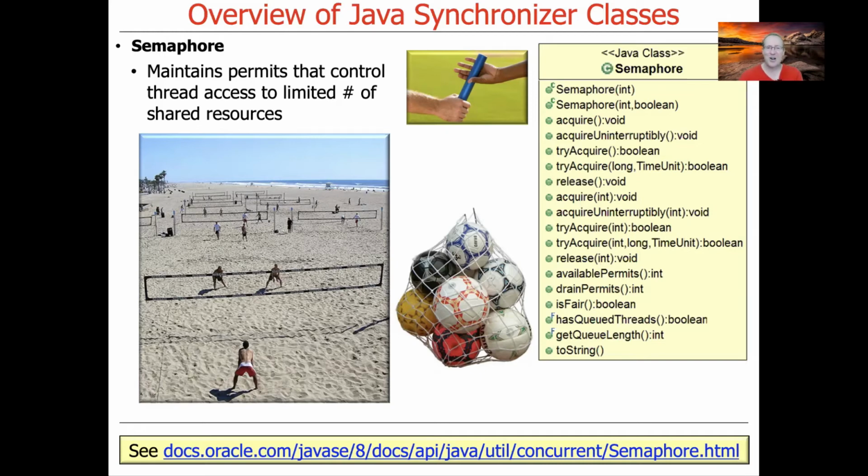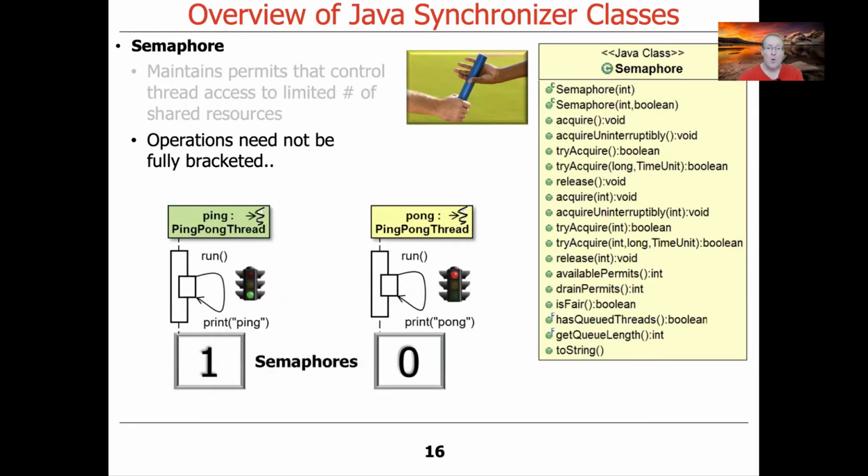And so we'll come back and talk about that example when we have more time to discuss what semaphores do. One of the interesting things about semaphores is, unlike the reentrant locks we discussed earlier, the operations on a semaphore need not be fully bracketed. So the thread that acquires a semaphore need not be the thread that releases it. And in fact, we'll see later when we talk about the ping pong examples that they deliberately have different threads acquiring and releasing the semaphore or semaphores in order to enable alternating behavior of pinging and ponging in a coordinated way.